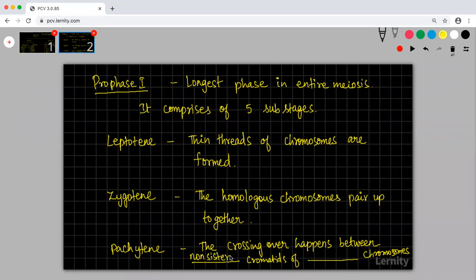I'm seeing a good number of you answering. The crossing over happens between non-sister chromatids of what chromosomes? Homologous chromosomes. Very good. Homologous, it is not homogeneous. It happens between non-sister chromatids of homologous chromosomes.